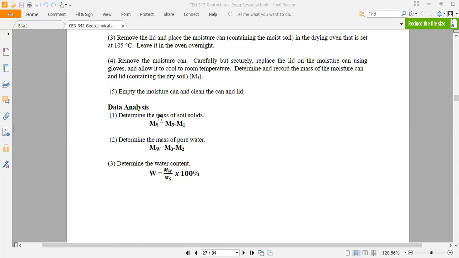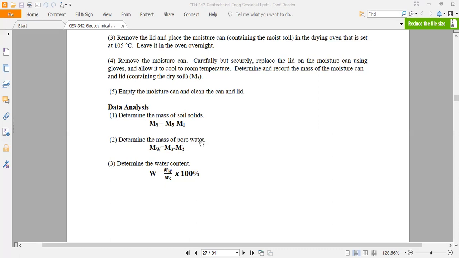How can we determine it? From the data analysis, we first have to determine the mass of solids, that is MS. How? You have to deduct M1 from M3. That means M3 minus M1 is MS. M3 means the weight of solids with its can and also lid. So if we deduct the weight of the can and lid, we will get only the solid sample. So MS includes only the solid without any water content.